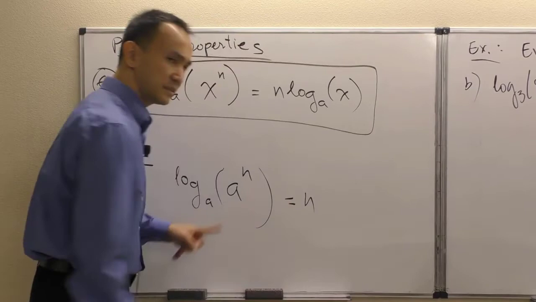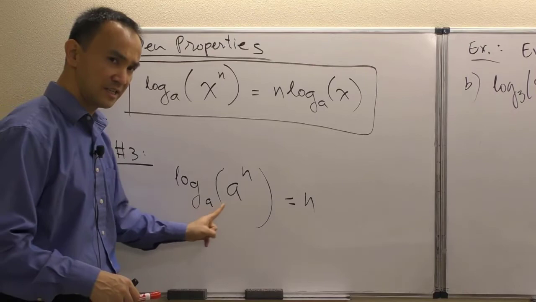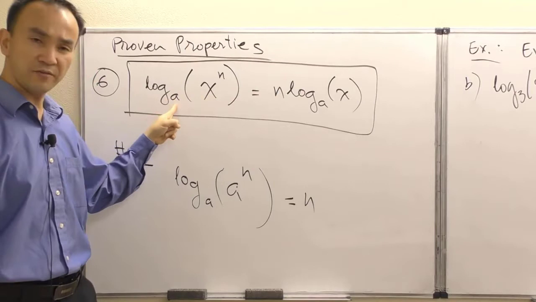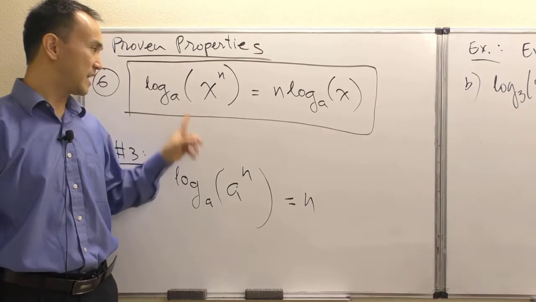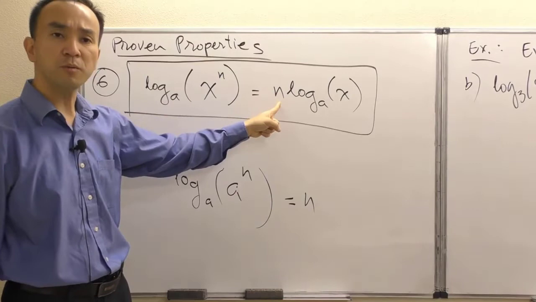These two are related, but they're not exactly the same. In property number 3, the base and the base inside the power are identically the same. Whereas in this property number 6, the base inside of our power is not necessarily the same as the base of the logarithm. And so in this rule, the power can be brought to the front and multiplied as a constant coefficient.